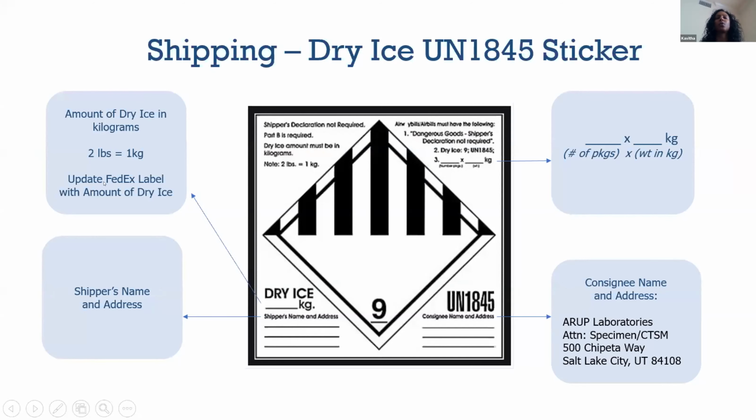We are sending pre-printed FedEx labels that you'll be printing out. I am standardizing and putting 20 pounds of dry ice on all of them. So if you end up having less than 20 pounds, you can just cross it off that FedEx label and write the number of kilograms that you have.